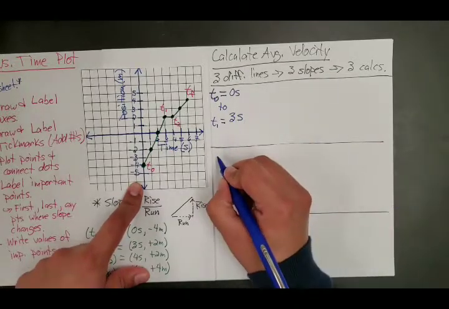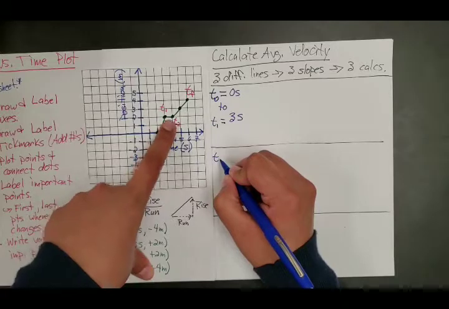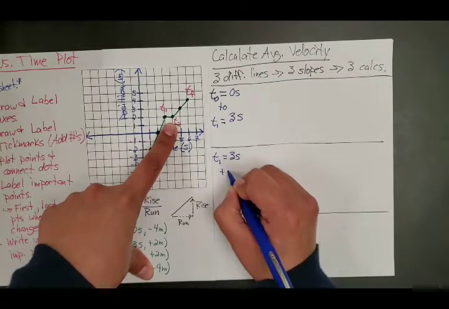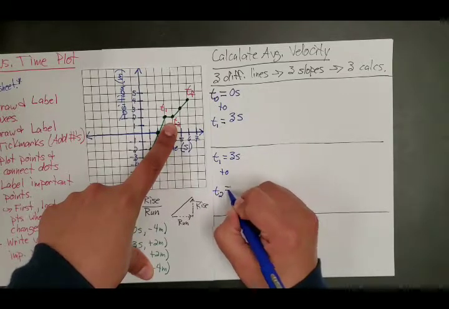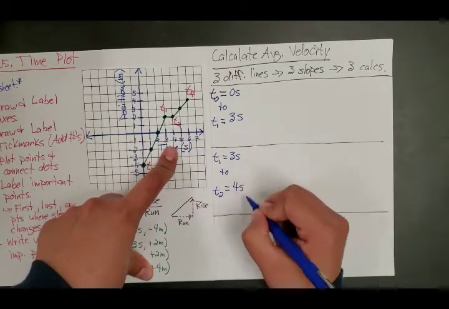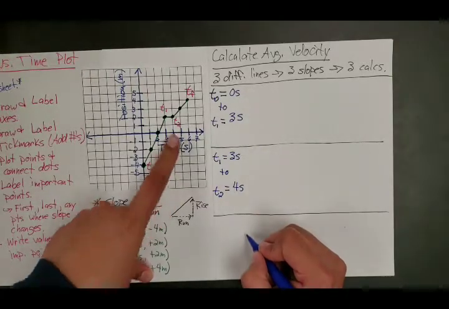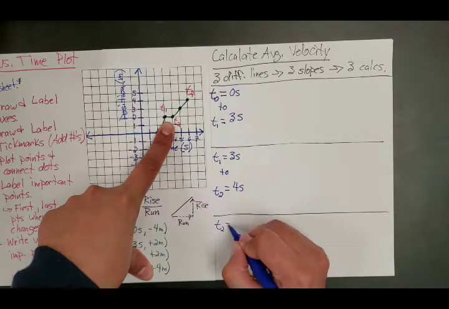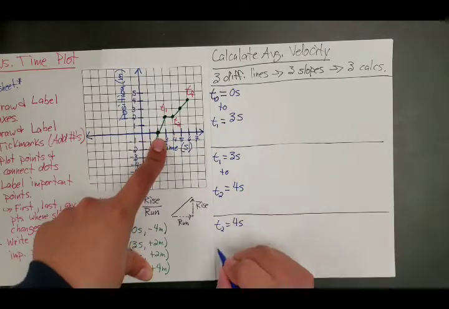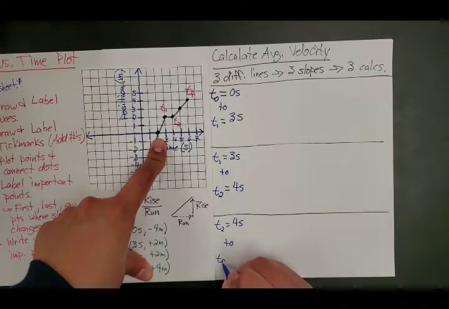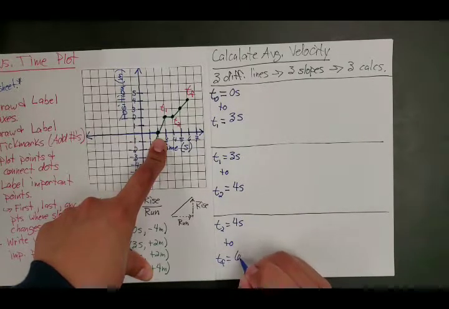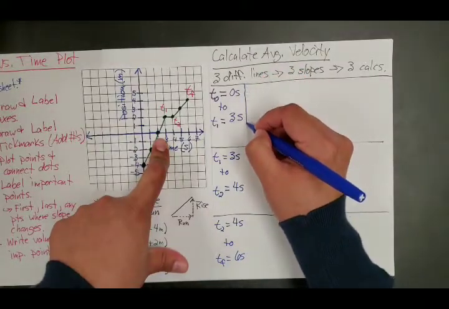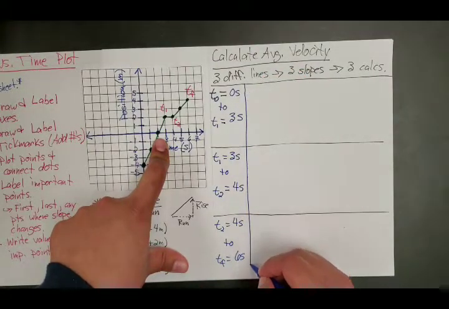Okay. Our second calculation is going to be from T1, so this little line segment right here, from T1 equal to 3 seconds to T2, which is equal to 4 seconds. And then our last calculation is going to be from T2 to TF. So from T2 equal 4 seconds to TF, which is equal to 6 seconds. Okay. So I'm going to go ahead and draw a little line right here.